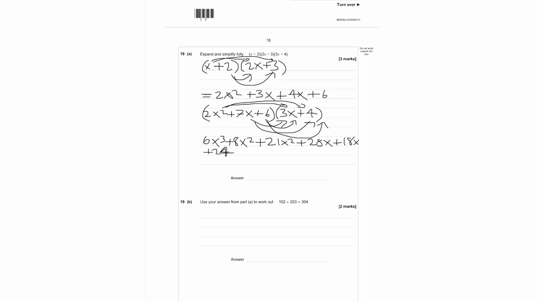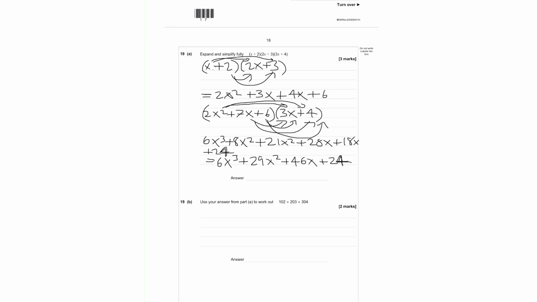And then we just need to simplify this, so we can just add together our like terms. So in this case, we only have one x cubed, so that just stays as 6x cubed. And then we have two x squared terms, so we have 8x squared plus 21x squared, which gives us 29x squared. We have two lots of the x term, which is 28x plus 18x, so that gives us 46x. And then we just have one number term at the end, which is plus 24. I'm not going to rewrite that, but that is our answer.